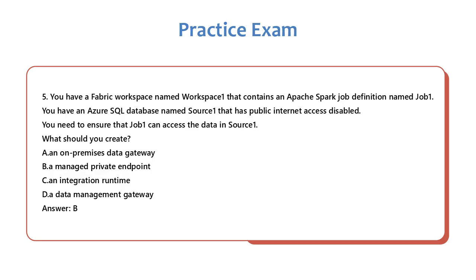5. You have a Fabric workspace named Workspace 1 that contains an Apache Spark job definition named Job 1. You have an Azure SQL database named Source 1 that has public internet access disabled. You need to ensure that Job 1 can access the data in Source 1. What should you create? A. An on-premises data gateway. B. A managed private endpoint. C. An integration runtime. D. A data management gateway. Answer: B.